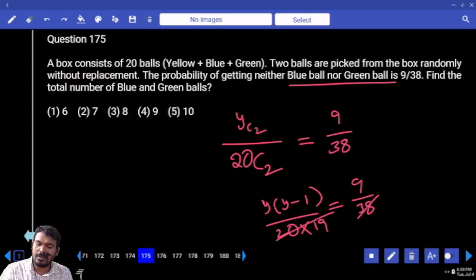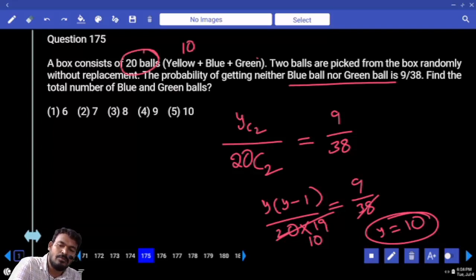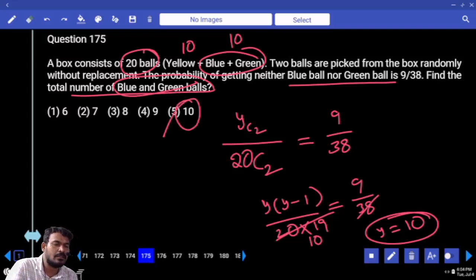38, almost how many times? 10 times, sir. y into y minus 1 equal to 90 means y must be 10. Means how many yellow balls are there? 10. Out of the 20, yellow are 10 means blue plus green also 10. What is the question here? Total number of blue and green. How many balls are there? 10.